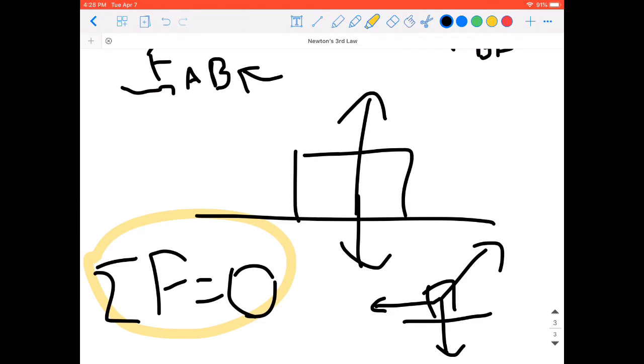So, just to recap, just because forces satisfy the second law does not mean that they have to satisfy the third law. So, yeah, that's why the normal force is not a third law partner force of gravity.